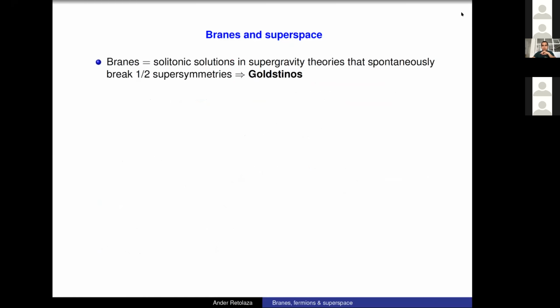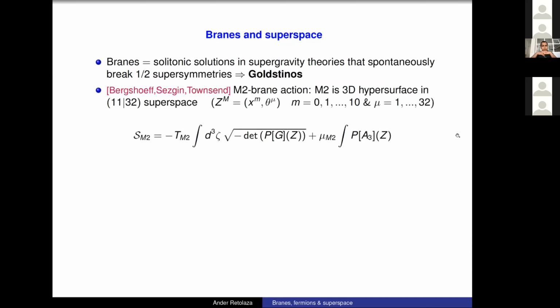Let's talk about the branes. We know branes very well in string theory, and one possible interpretation, quite a useful one, is that they are solitonic solutions in supergravity theories that break spontaneously half of the supersymmetries, and therefore there are going to be some associated Goldstinos that I'll talk about very soon. But there's an alternative way of looking at branes, and this is taking branes as some hypersurface in superspace. For a very simple case, the M2 brane, we can use this interpretation in order to build the M2 brane action.